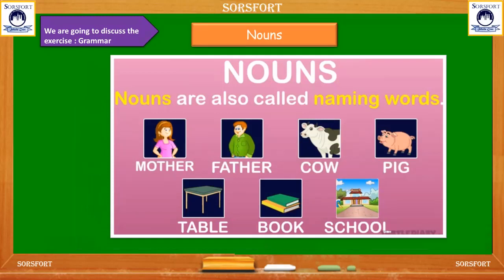Nouns are also called naming words. Naming word is a different name for nouns. Like in the first picture you can see mother, father, next cow, pig, table, book, school. These are all particular names.